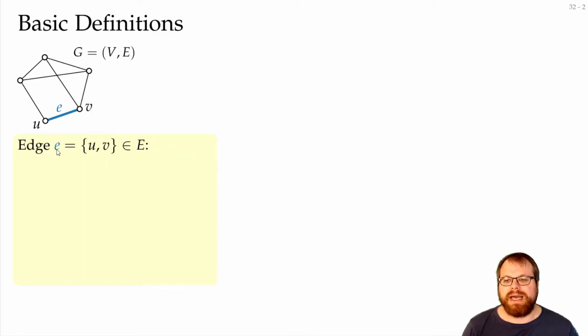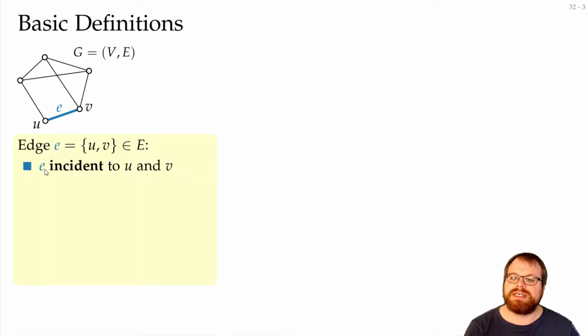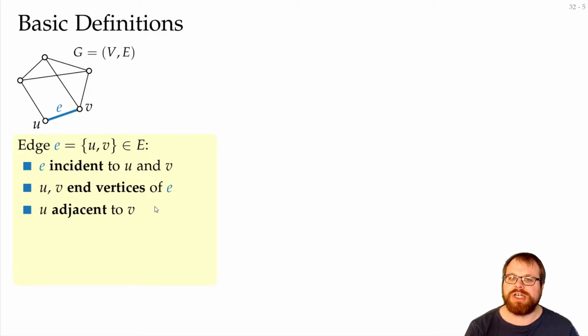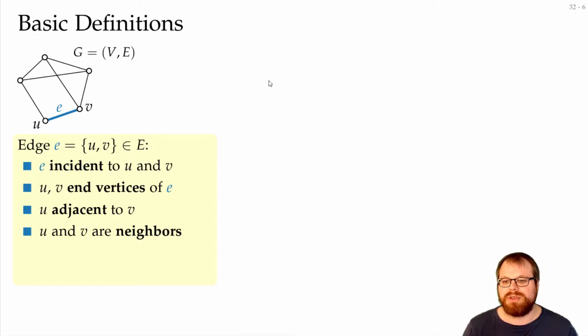If we look at a single edge that's between two vertices U and V, then we say that this edge is incident to these two vertices. We say that the vertices are end vertices of this edge, and they are adjacent to each other. So U is adjacent to V and V is adjacent to U. Also, they are neighbors. So U is a neighbor of V, V is a neighbor of U. And we can also write, for example, all neighbors of U, or we can write every vertex that's adjacent to U. That's something that you will see a lot.